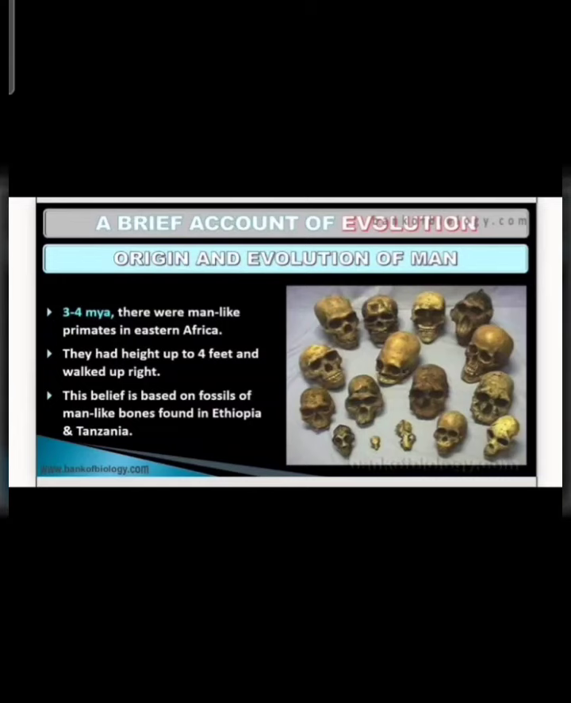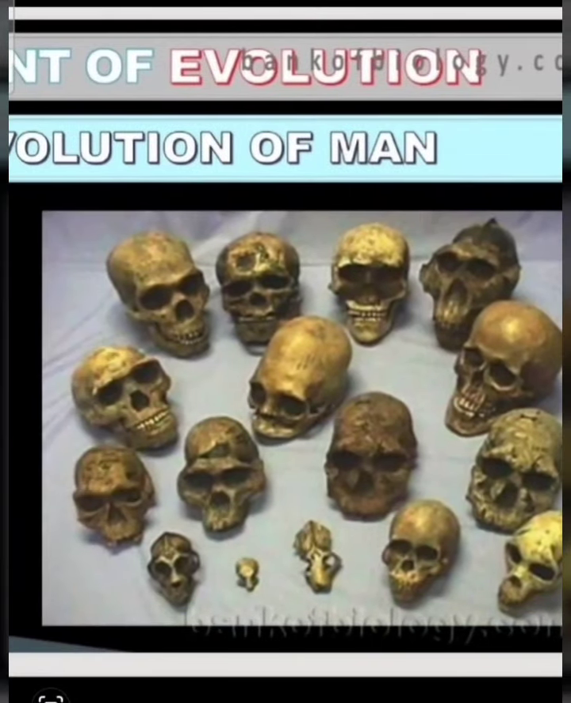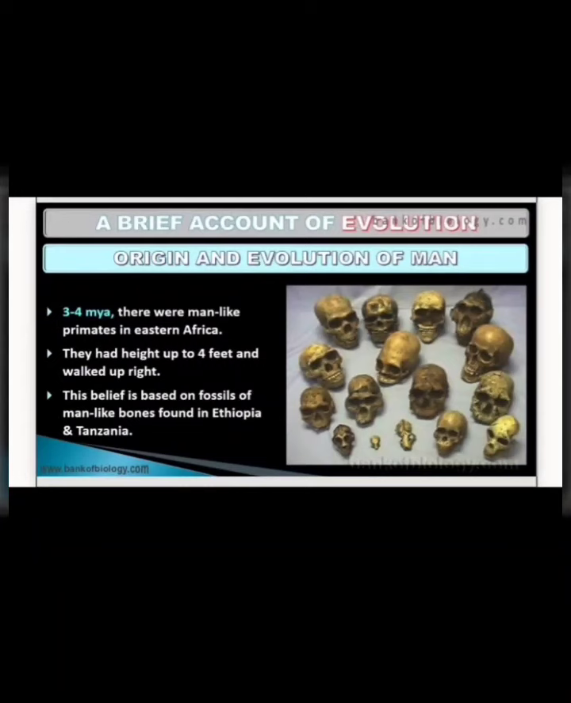Okay, so in the origin and evolution of man, 3 to 4 million years ago there were man-like primates which were found in Eastern Africa. They had a height up to 4 feet and they walked upright the way we walk now. This belief is based on fossils of man-like bones found in Ethiopia and Tanzania. Based on the study of these fossils, they got to know that the man-like primate lived in Eastern Africa, was 4 feet tall and walked upright.